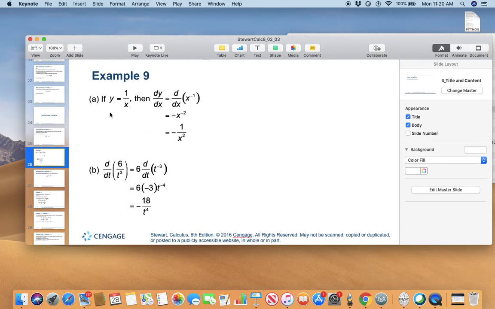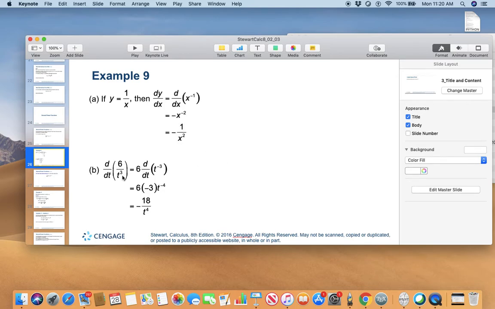Let's see. Look at 1 over x. This is x to the power negative 1. By the rule, negative 1 should come down and the power has to reduce by 1. So from negative 1, you get to negative 2. So the derivative of 1 over x is negative 1 over x squared.